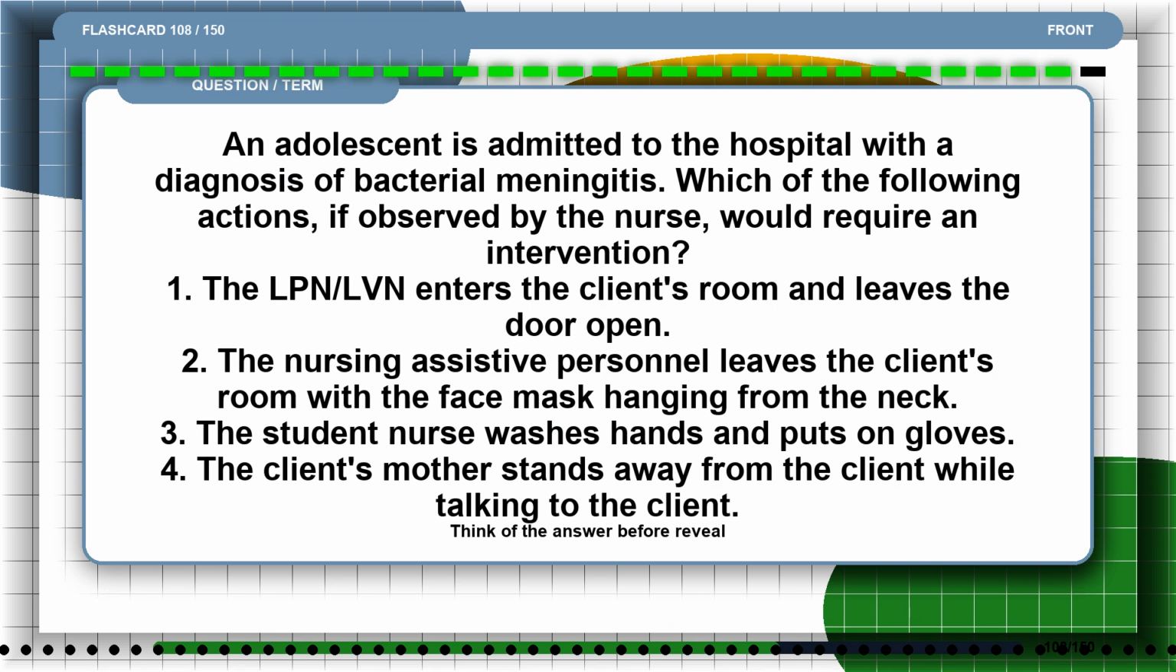Flashcard 108. An adolescent is admitted to the hospital with a diagnosis of bacterial meningitis. Which of the following actions, if observed by the nurse, would require an intervention? 1. The LPN/LVN enters the client's room and leaves the door open. 2. The nursing assistive personnel leaves the client's room with the face mask hanging from the neck. 3. The student nurse washes hands and puts on gloves. 4. The client's mother stands away from the client while talking to the client. Think of the answer before the reveal.